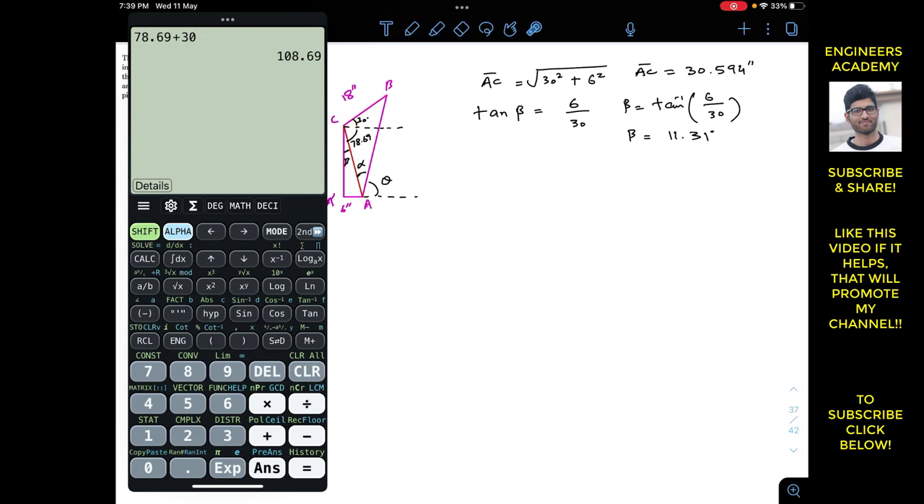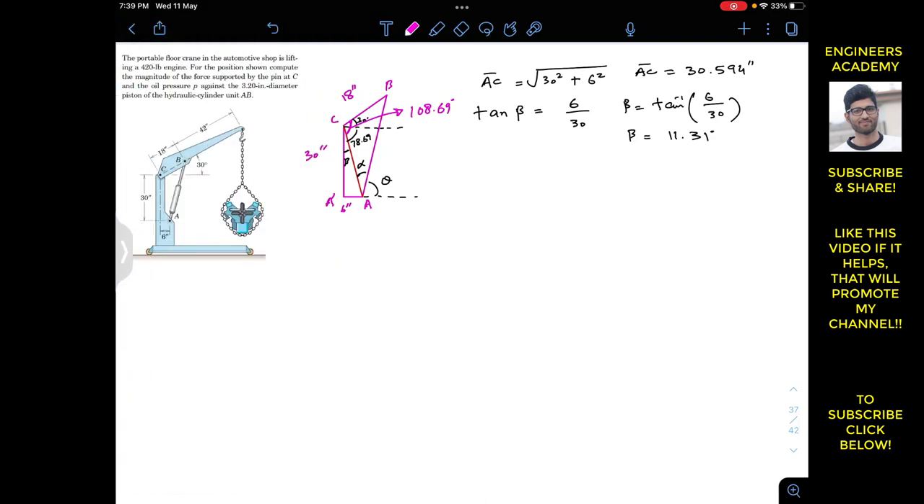So now let me represent that angle. This whole angle is 108.69 degrees. Let me write it here. Now we can find that AB length. If we want to find this alpha, we have to find this AB length by applying the law of cosines.